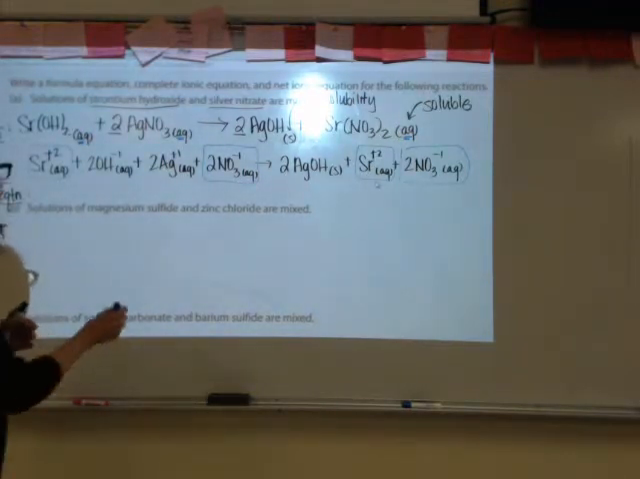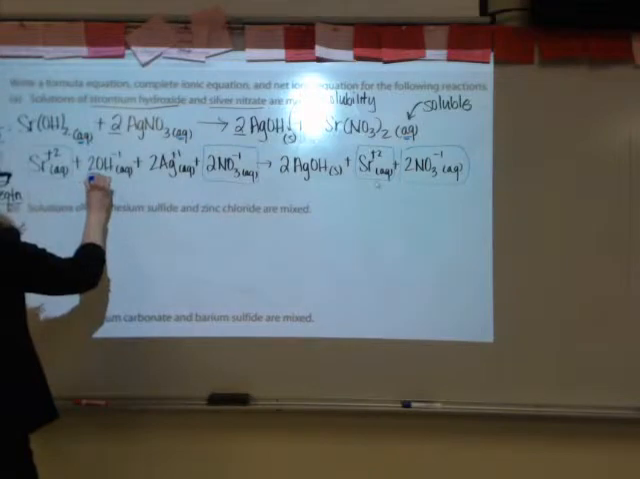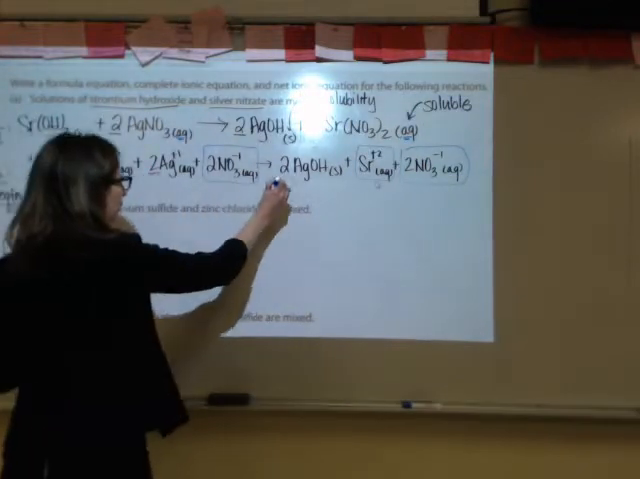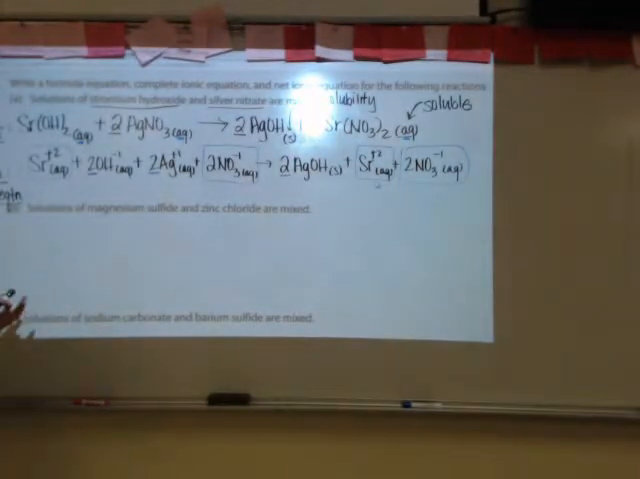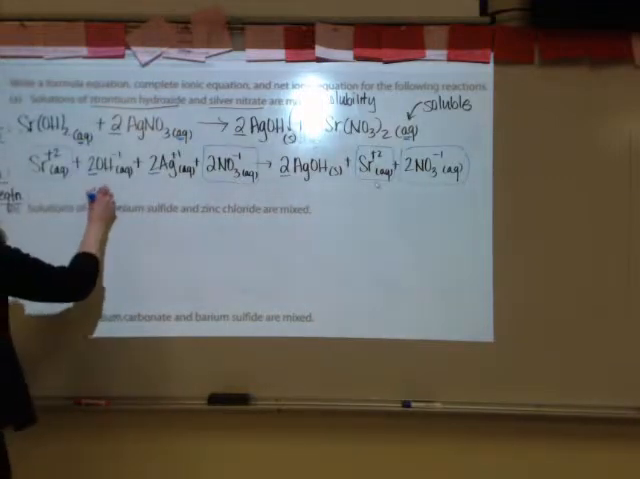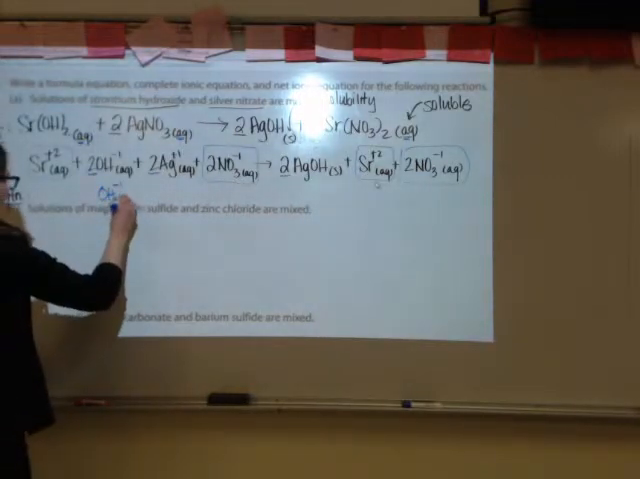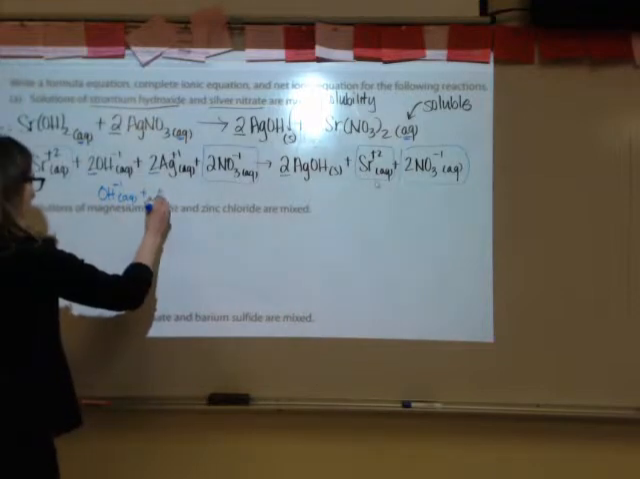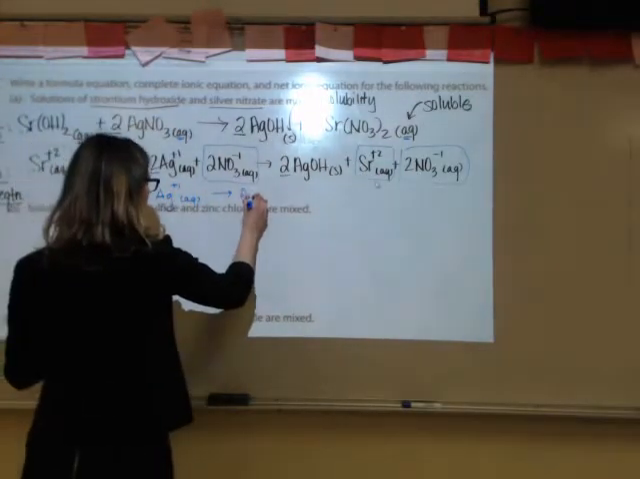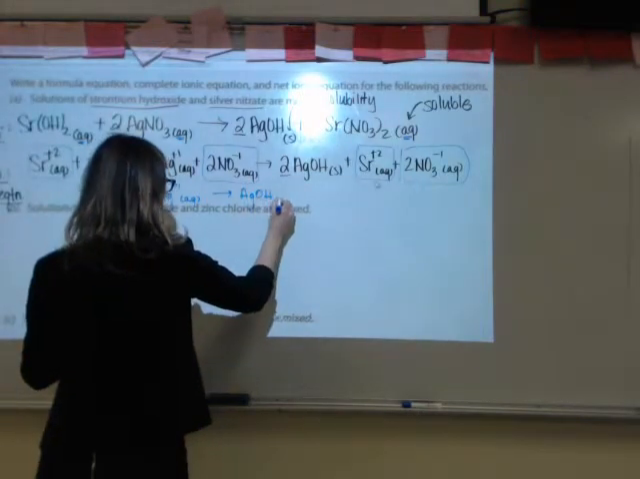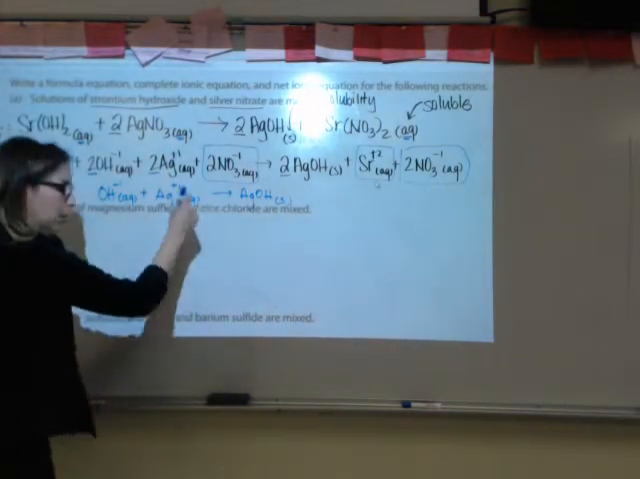But before I write the net ionic equation, let's take a look at some coefficients. The coefficients in everything remaining, they're all 2's. Aren't those all divisible by 2? So doesn't that mean my coefficients will simplify to 1? So my net ionic equation will be OH⁻ plus Ag⁺, and then we have silver hydroxide. Do you see how my ions added up to my solid product?